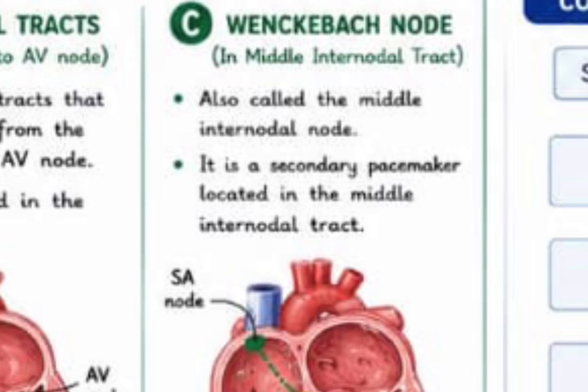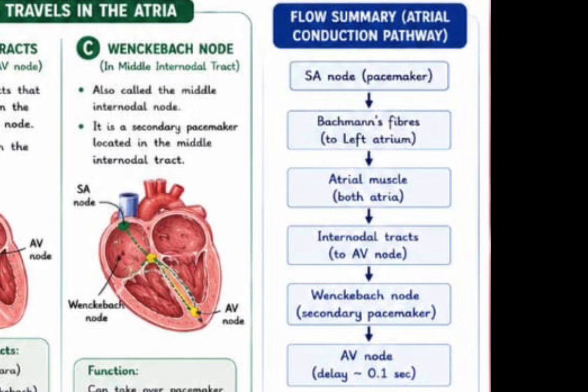So now we have talked about the pathway from the SA node to the AV node. Remember: the SA node pacemaker sends it through the Bachmann fibers, which take it from the right atrium to the left atrium. From there, the atria contract simultaneously, giving it to the internodal tract. The internodal tract transfers the action potential from the SA node to the AV node. Of the anterior, middle, and posterior tracts, the middle one, the Wenckebach tract, is the secondary pacemaker and the most important of the three. When they get to the AV node, there's a delay of 0.1 seconds.